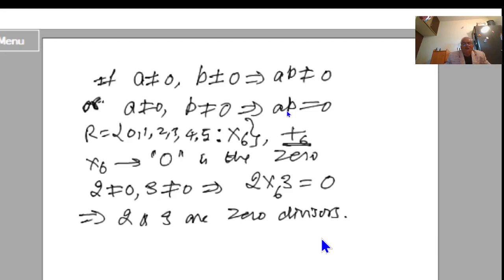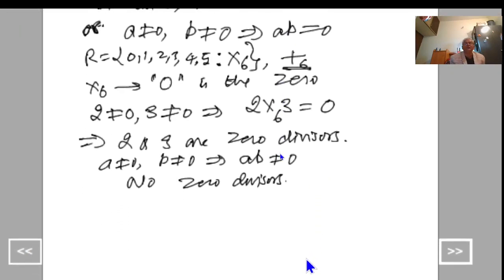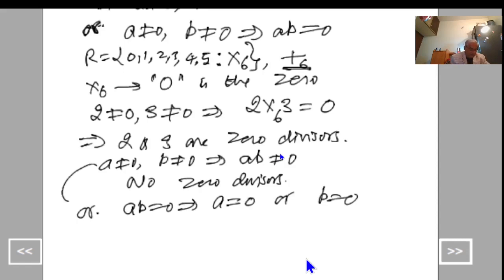A ring may not have 0 divisors. That is, A not equal to 0, B not equal to 0 implies AB is also not equal to 0 means we say that there are no 0 divisors. If for all A, B with A not equal to 0 and B not equal to 0, AB is also not equal to 0, then neither A nor B is a 0 divisor. That means the ring is without 0 divisors. Or we can write this as AB equal to 0 implies that A equal to 0 or B equal to 0. So these two are equivalent.